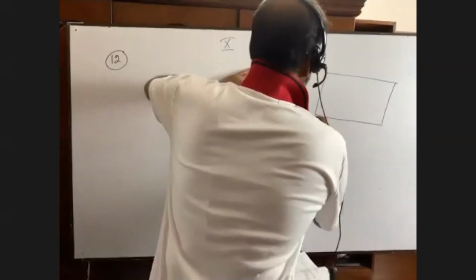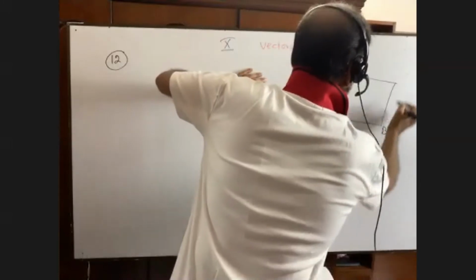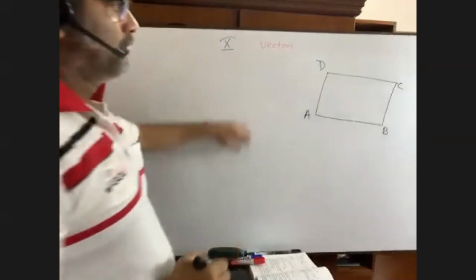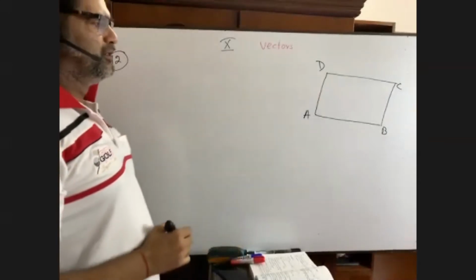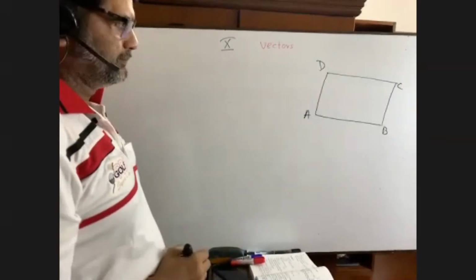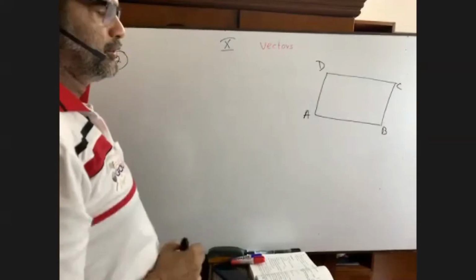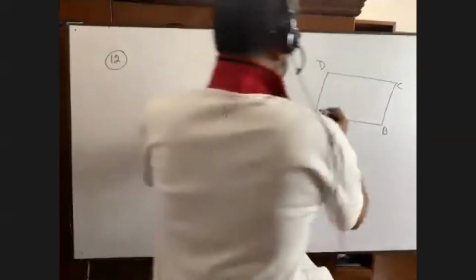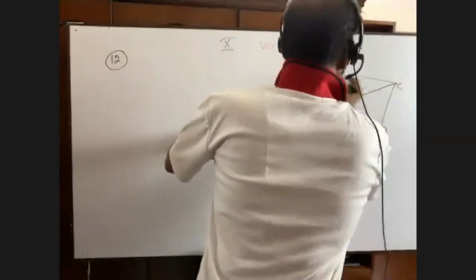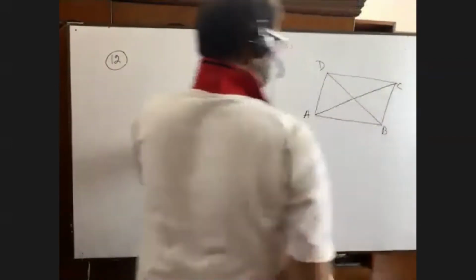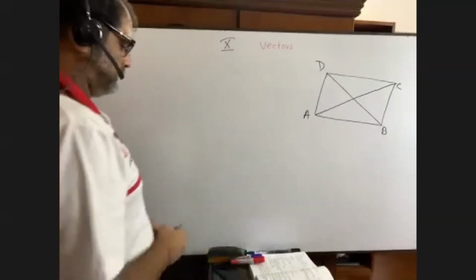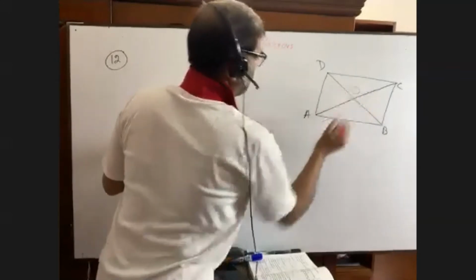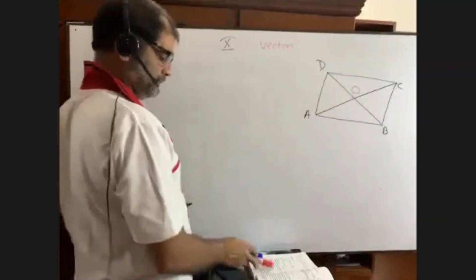Here given, ABCD is a quadrilateral. Now it has two diagonals, AC and BD, and let them intersect at the point O. Okay, write down.